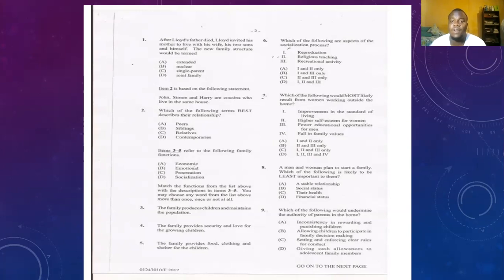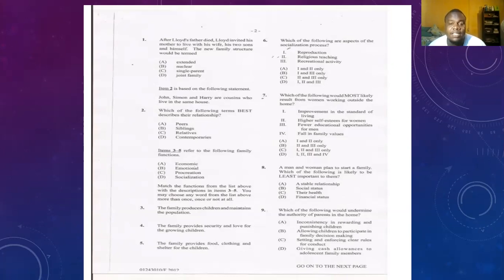Number 7, which of the following would most likely result from women working outside the home? 1, improvement in the standard of living. 2, higher self-esteem for women. 3, fewer educational opportunities for men. Or 4, fall in family values. All right, so we know that fewer educational opportunities for men, that is not it. Then fall in family values, no, that's not a guarantee because you have a lot of women working outside the home and the family values is up. That doesn't always happen, but there's improvement in the standard of living and higher self-esteem for women. So it's 1 and 2 only.